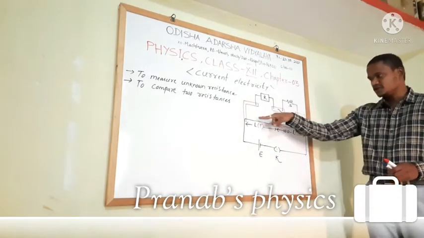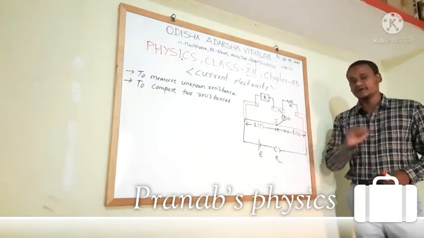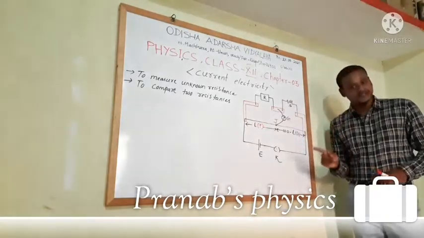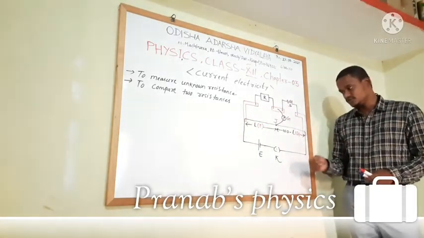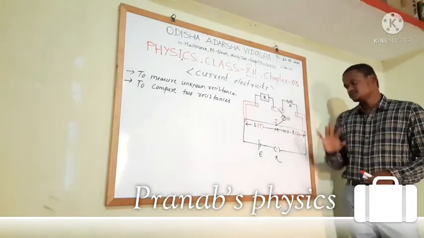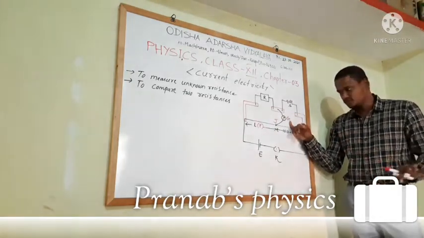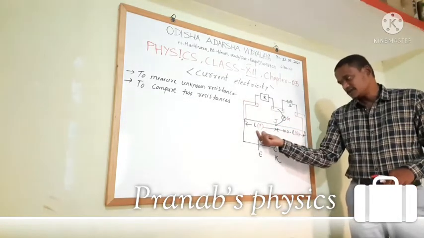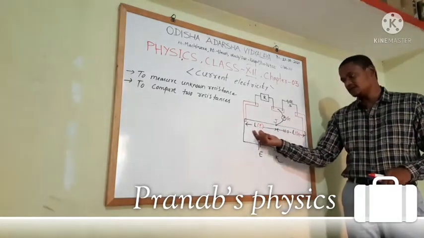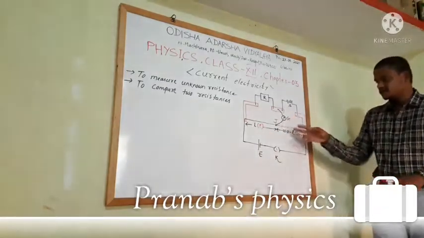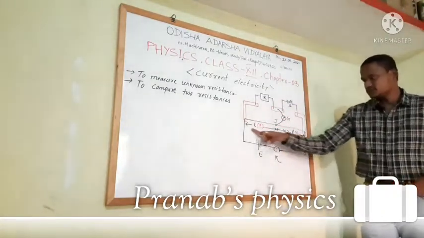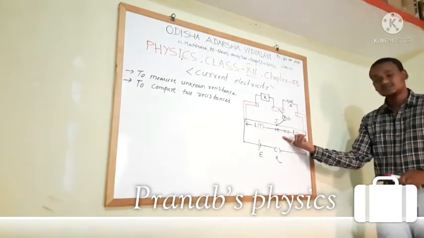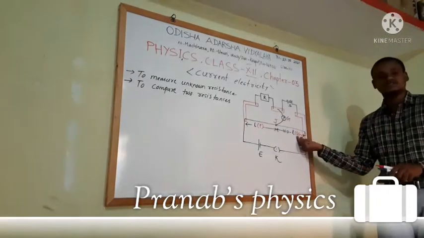When you move this jockey on this wire at the balance point, this galvanometer will show zero deflection or null deflection. Suppose at this point J, galvanometer current is 0. So at this point we can find the left side length of the wire L, having resistance P. The right side total length is 100 centimeter, this much is L, so this much is 100 minus L, and the resistance of this 100 minus L wire is Q.